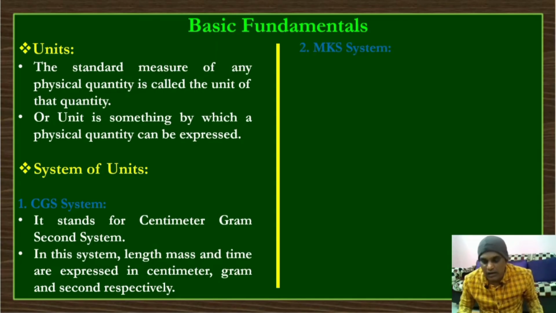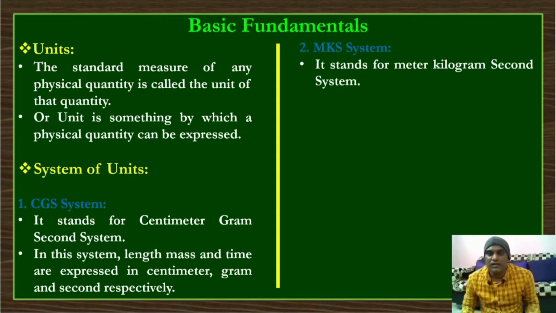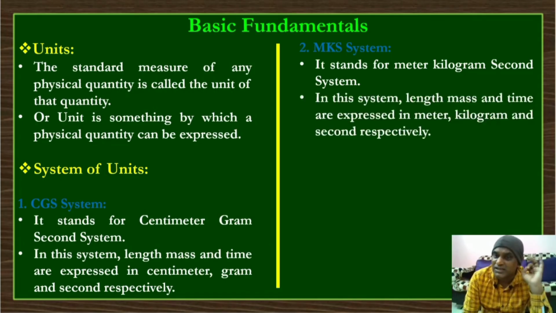Second is the MKS system. MKS stands for M means meter, K means kilogram, and S means second. That is why it is the MKS system. So here length, mass and time are expressed in meter, kilogram and second respectively.